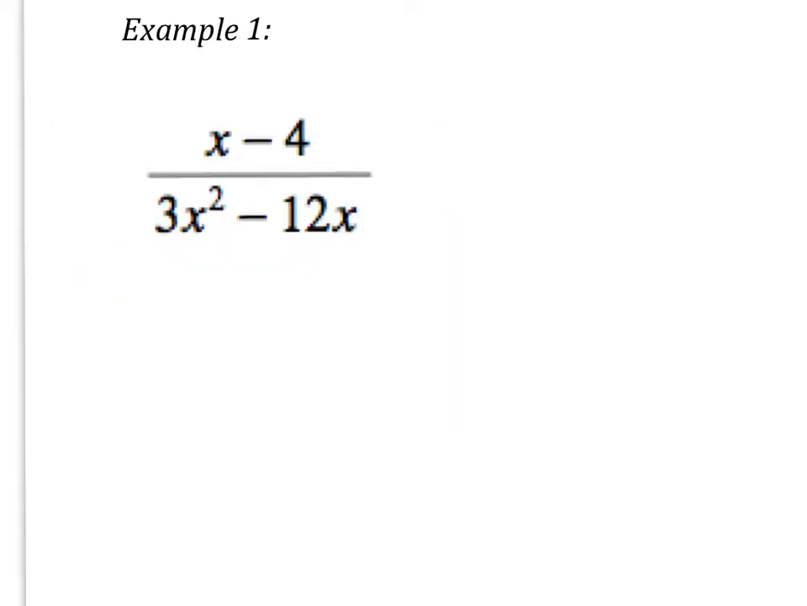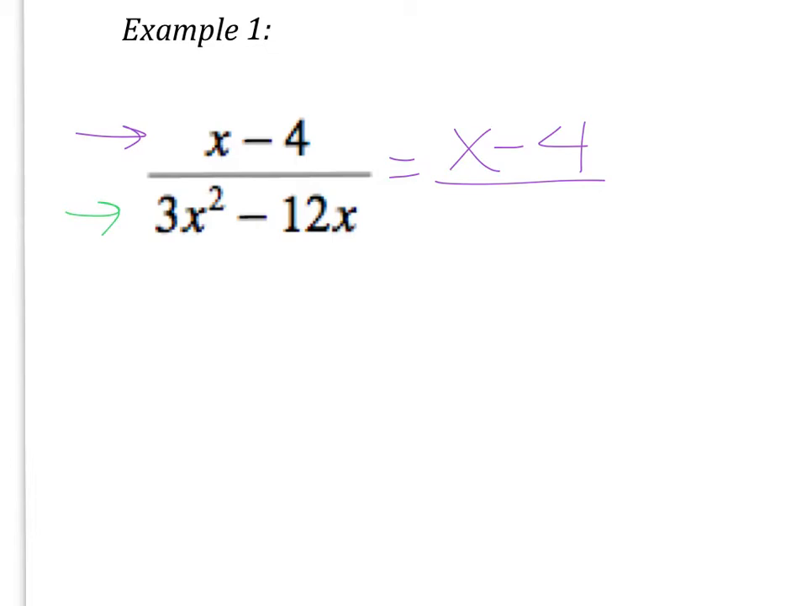So in example 1, we are going to simplify this rational expression, and we're going to look at it in two parts. So we have the numerator and we have the denominator. Focusing on the numerator, x minus 4 is already factored out. We can't do anything else with that. The greatest common factor is only 1, so it's going to stay x minus 4.